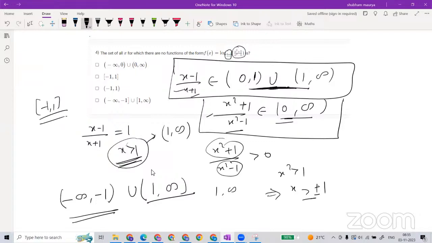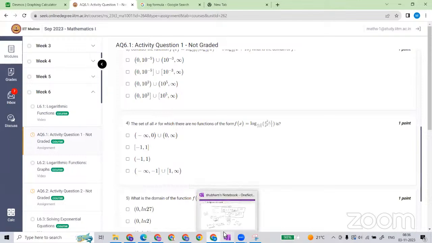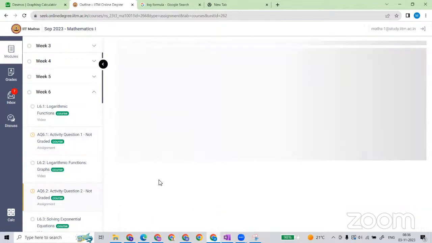Does anyone else have a doubt? I still have some doubts. What is the doubt? In activity 6.2, sir. Okay, second question.